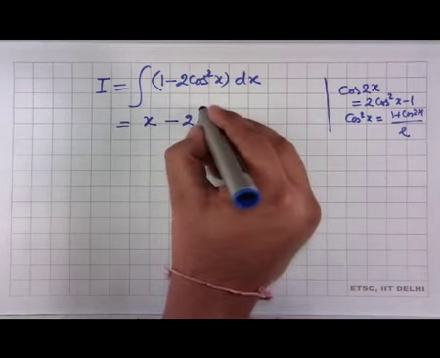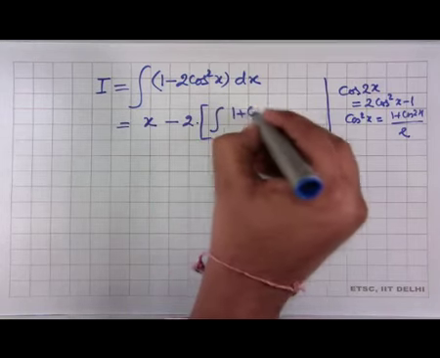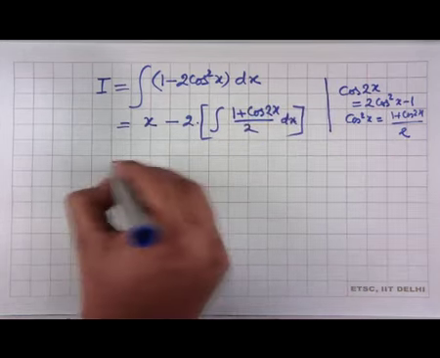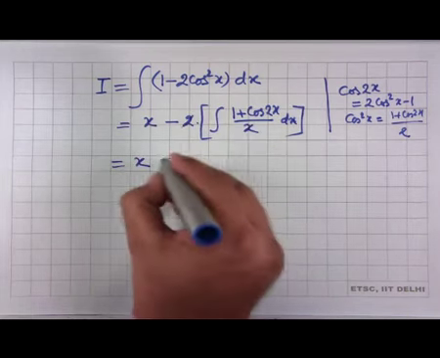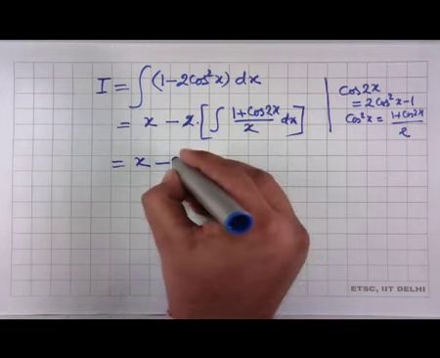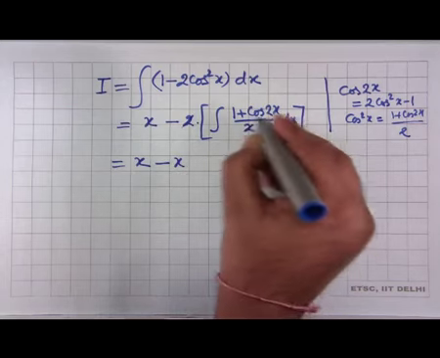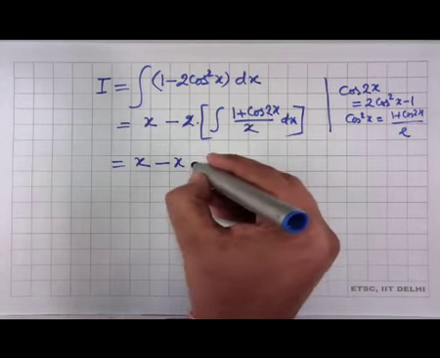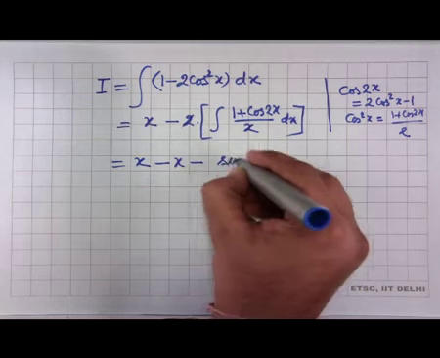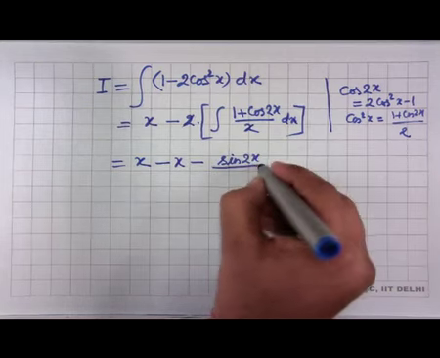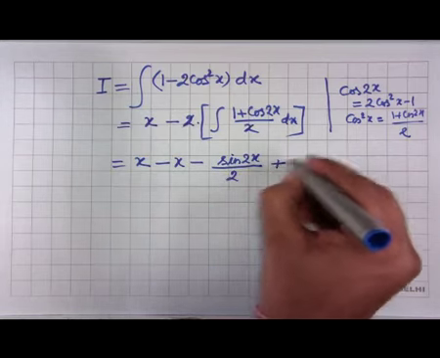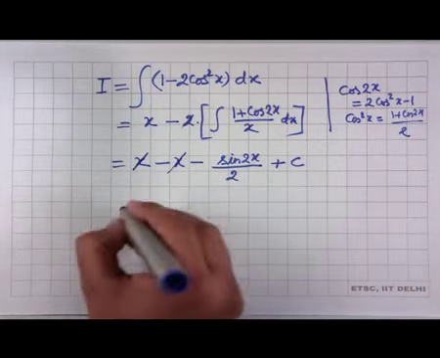So, I replace this with (1 plus cos 2x) by 2 dx. Ultimately, this 2 gets cancelled with this 2, minus the integration of 1, which is again x, and then minus the integration of cos 2x, which will be sin 2x by 2, plus a constant. So, this x gets cancelled with this x.